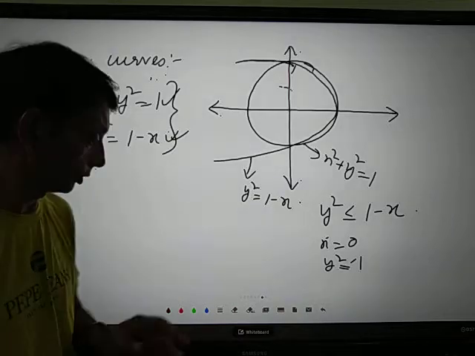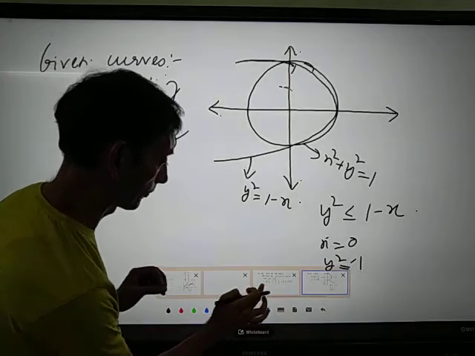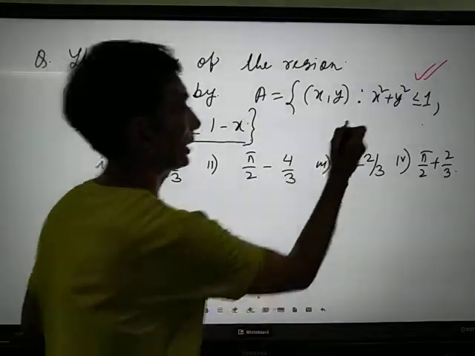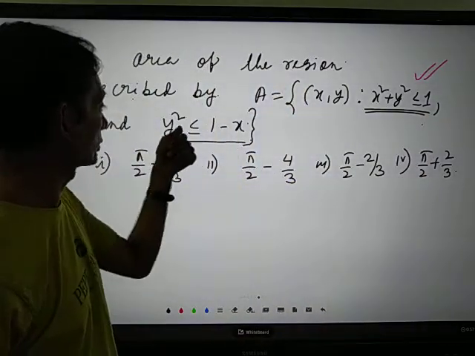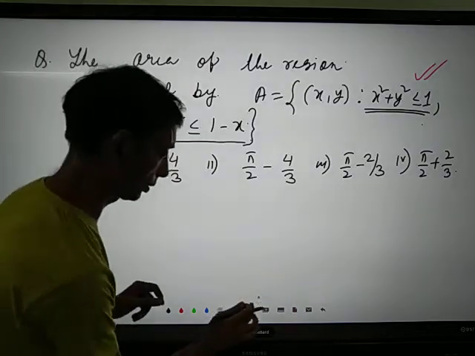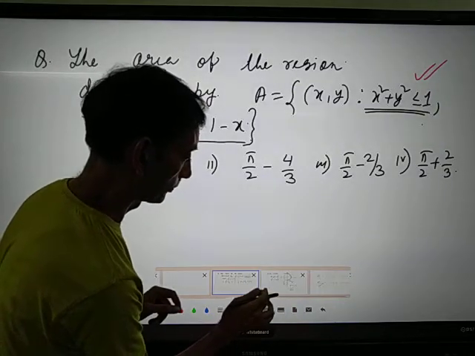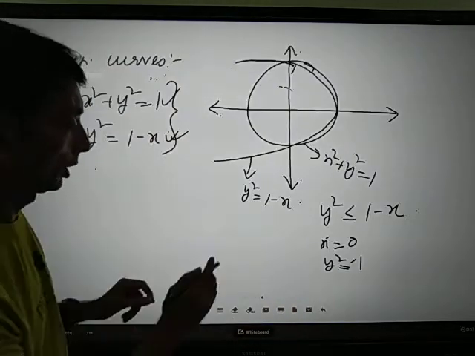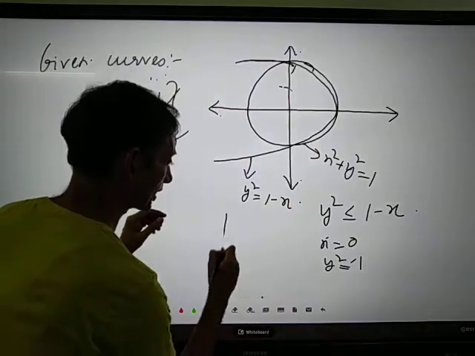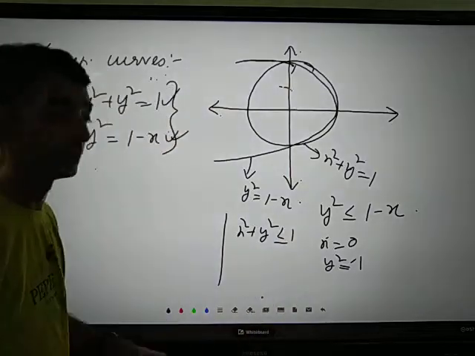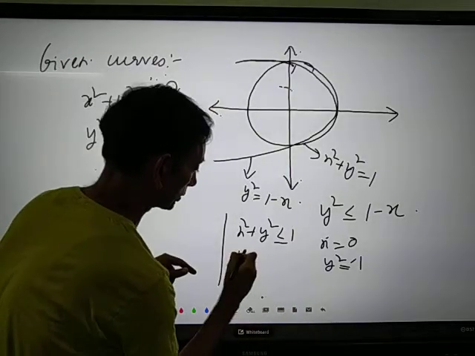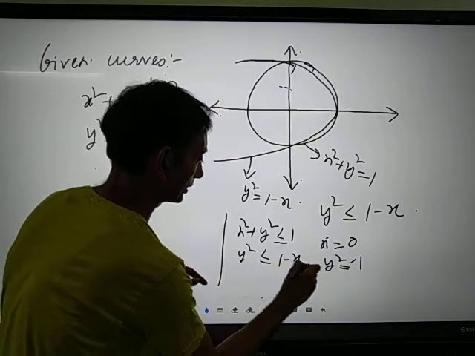Now we are going to decide. What is given? That x squared plus y squared less than or equal to 1, and y squared less than or equal to 1 minus x. Based on that, what is the inequality given? It's given that x squared plus y squared less than or equal to 1, and y squared less than or equal to 1 minus x.